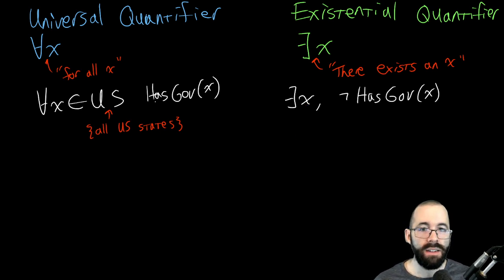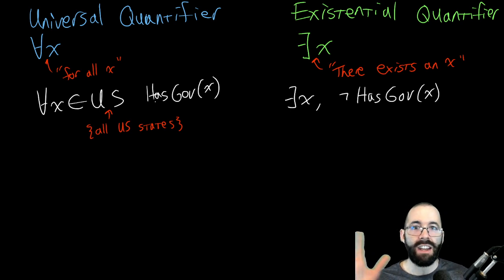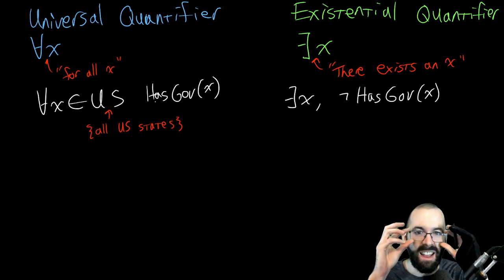X could be Guatemala. X could be oatmeal. X could be the pancakes I ate this morning. X could be my cat. Does my cat have a governor? I sincerely doubt it. It's anarchy in my cat's head, I'll tell you that much.